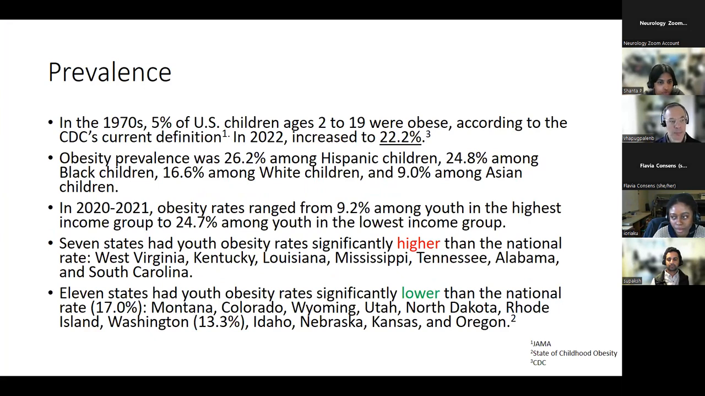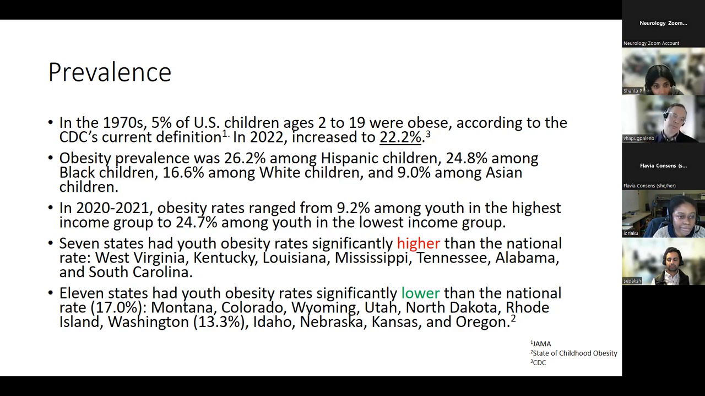So first, I wanted to start talking about the prevalence of obesity in the United States. Back in the 60s and 70s, only about 5% of children ages 2 to 9 were obese. And last year, according to the CDC, that was a little over 22%, which is more than 1 in 5 children. There is a racial disparity as well. 26% of Latino children, 25% of Black children and 16% of white children, with Asian children having the lowest prevalence at 9.